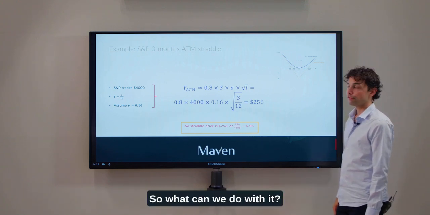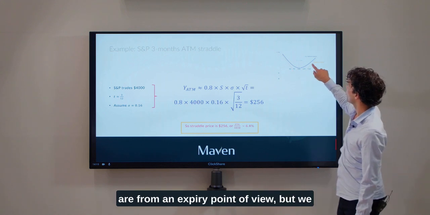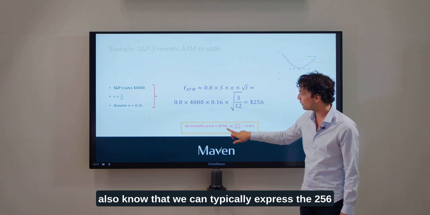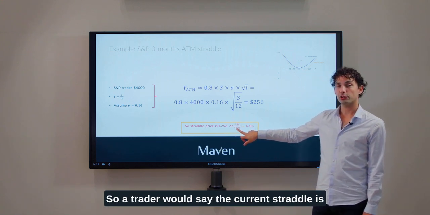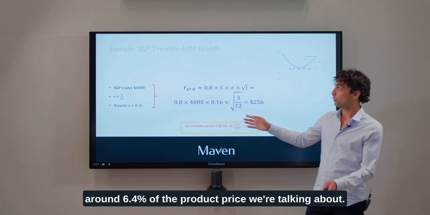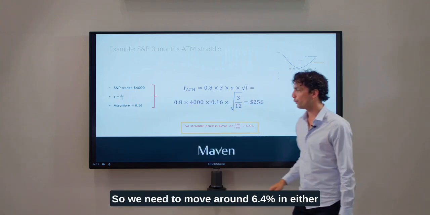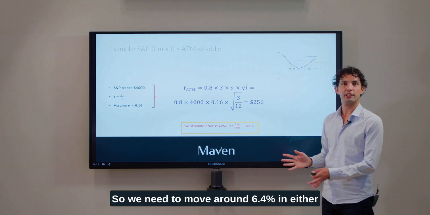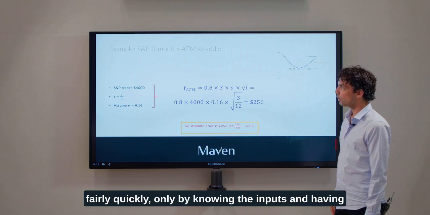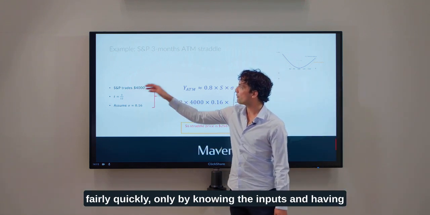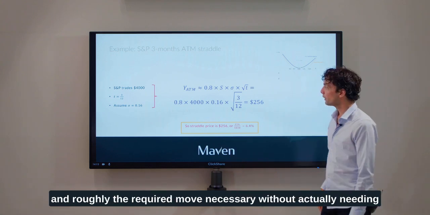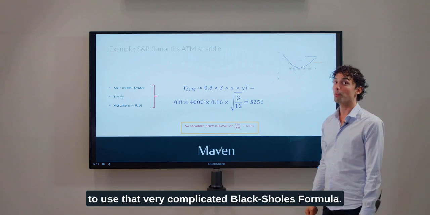So what can we do with it? First of all, we know what the break-even points are from an expiry point of view. But we also know that we can typically express the 256 as a percentage of the stock price. So a trader would say the current straddle is around 6.4% of the product price we're talking about. So we need to move around 6.4% in either direction to make a profit, on average. So fairly quickly, only by knowing the inputs and having an approximation formula, you can pre-calculate quickly and roughly the required move without actually needing to use that very complicated Black-Scholes formula.